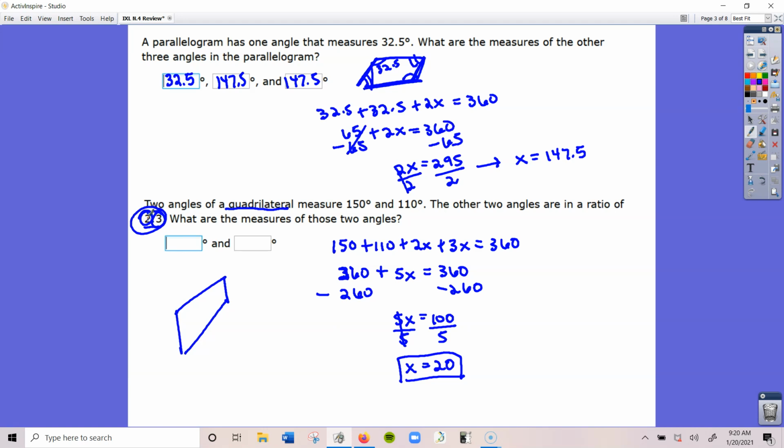This is the ratio, 2 to 3. So one angle is 2x, and the other angle is 3x. So we plug it in. 2 times 20 is 40. And then 3 times 20 is 60. So those are my two angles, 40 and 60. Let's try another one like that.